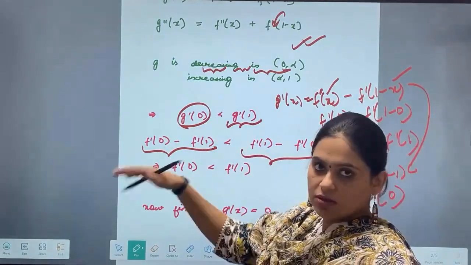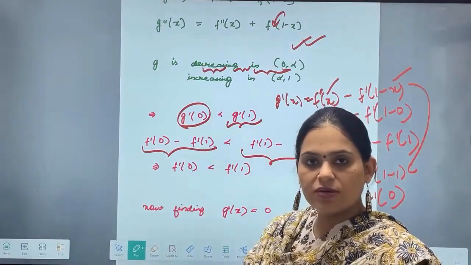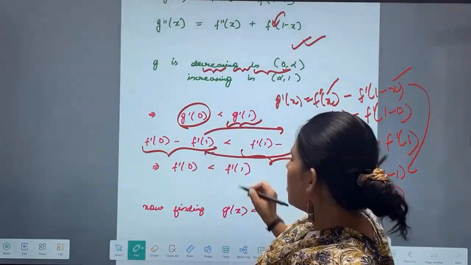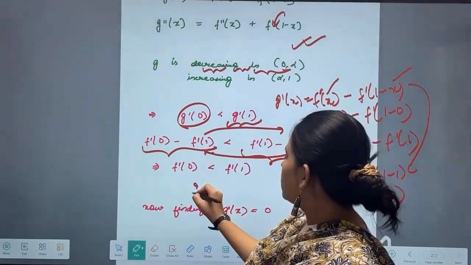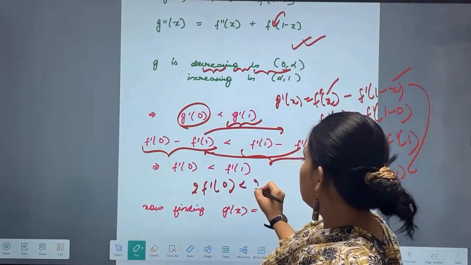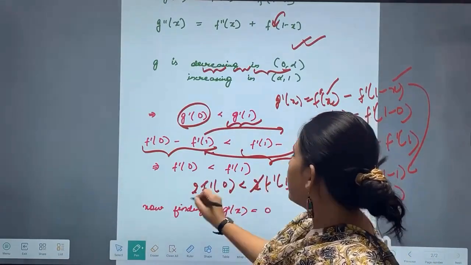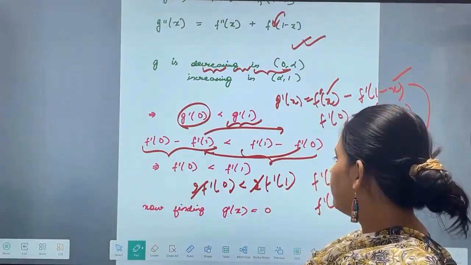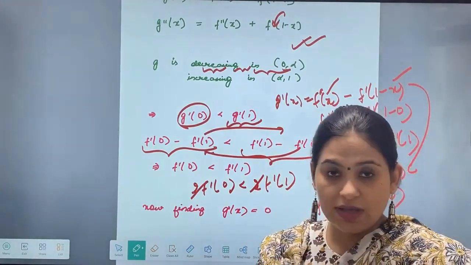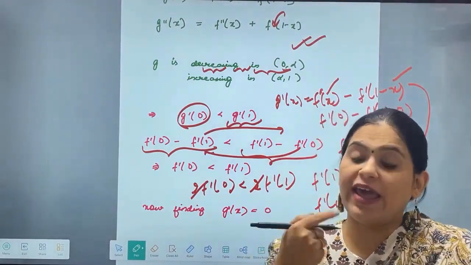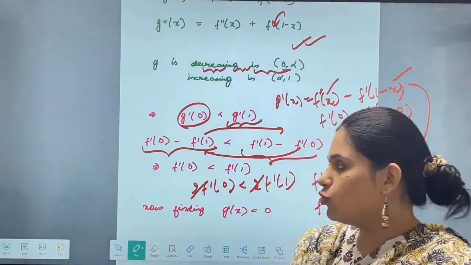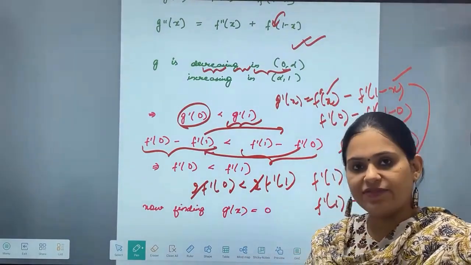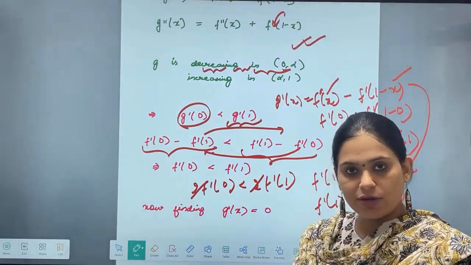Just take, write things on the right side. So ये वाला चीज यहाँ ले जाओ, ये वाला चीज यहाँ ले जाओ. What will you get? You will get 2 f dash 0 less than 2 f dash 1. मतलब f dash 0 less than f dash 1. So I have gone ahead and given you, I didn't know anything about the function f, but now I have proved to you that f dash 0 should be less than f dash 1. Is the point clear?